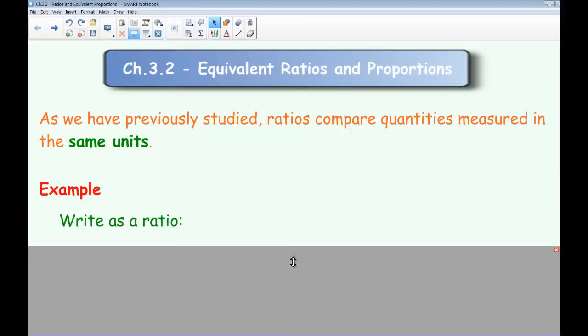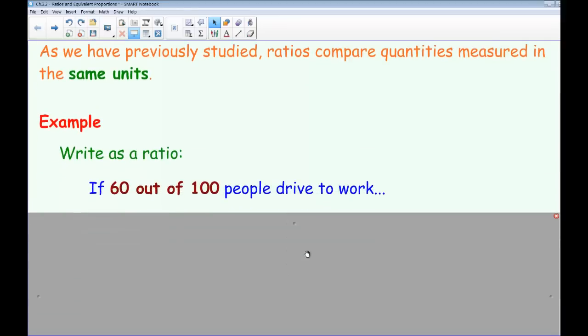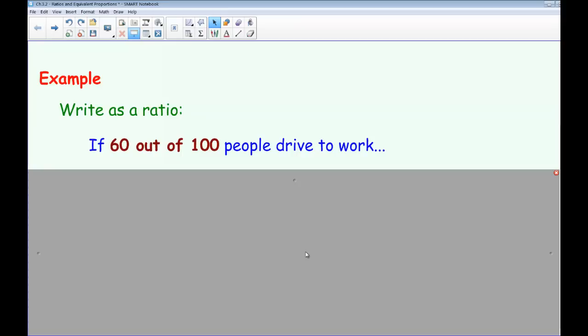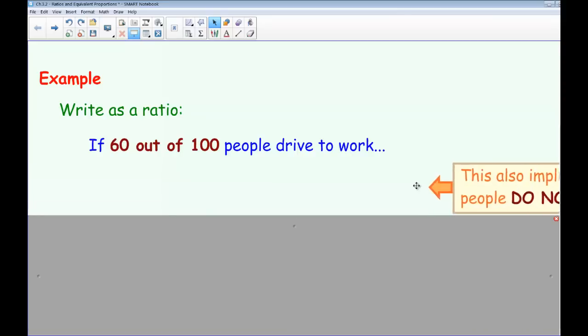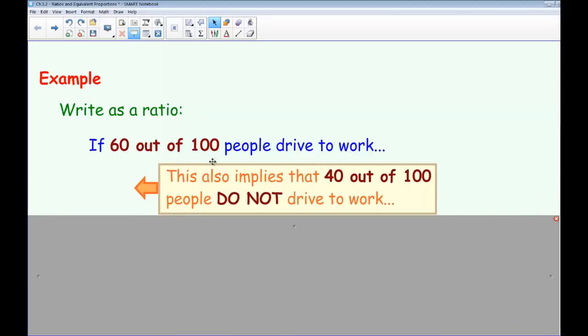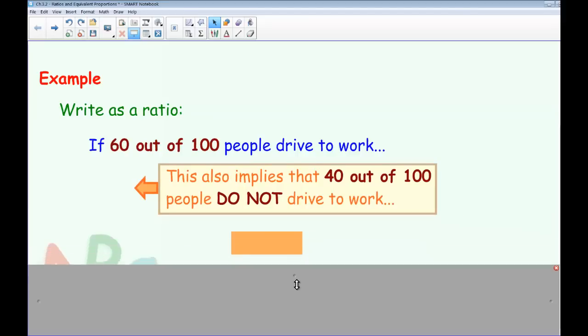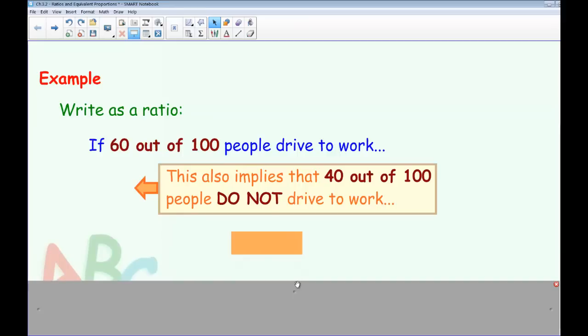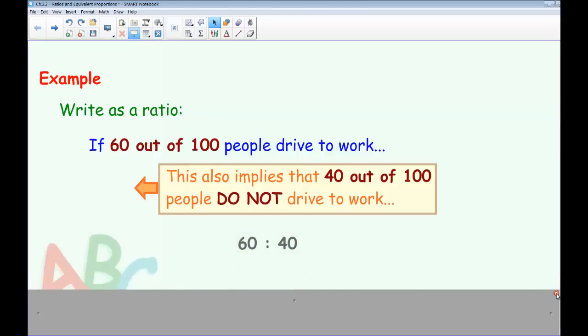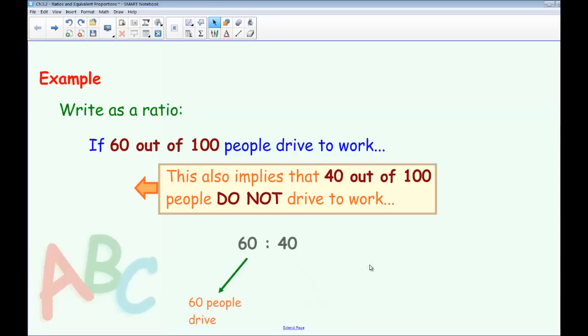So let's start off with a quick example. It says, write as a ratio. The question says, if we have 60 out of 100 people who drive to work, well then, this must imply that 40 out of 100 people do not drive to work. Therefore, we could write this as a ratio of 60 to 40, where the 60 represents the people who do drive, and the 40, of course, represents the people who do not drive. Pretty simple.